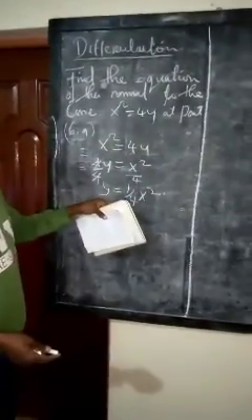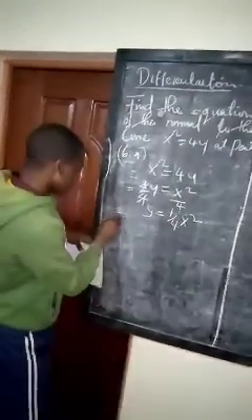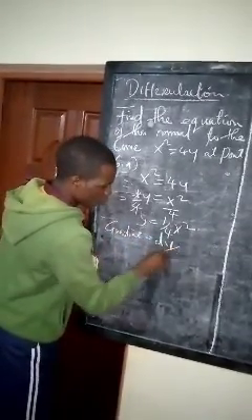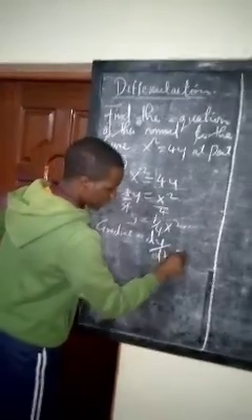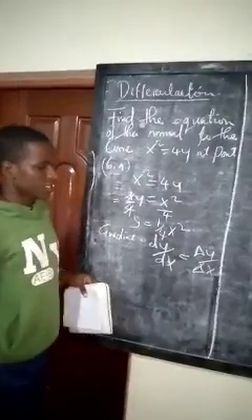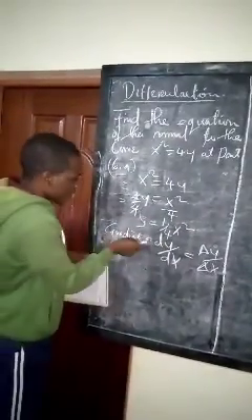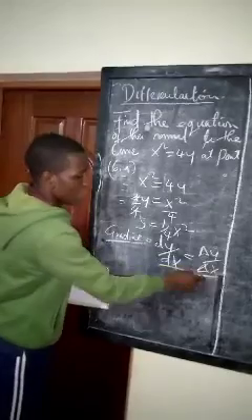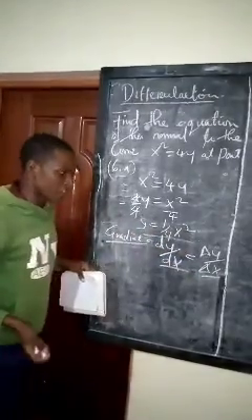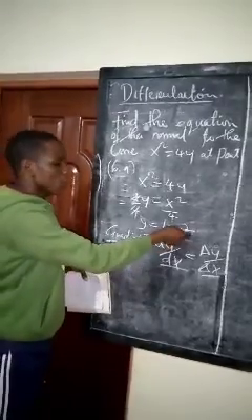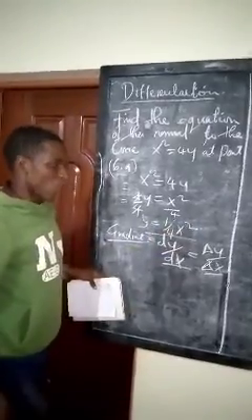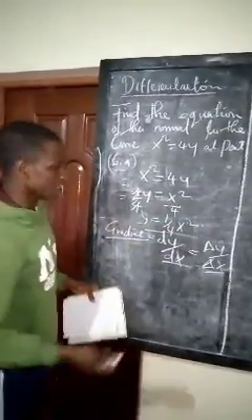Then from there, we differentiate. Gradient, remember, is dy over dx, or change in y over change in x. So for us to find the gradient, we differentiate this equation. You remember the rules of differentiation. What do we do? We multiply the power by the coefficient, then we subtract 1. Remember, it is the opposite of integration.